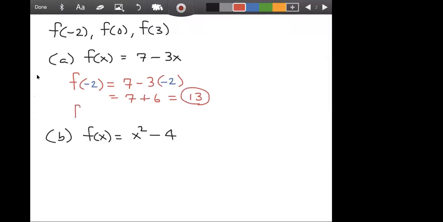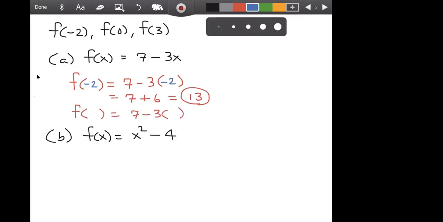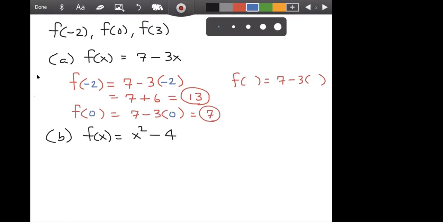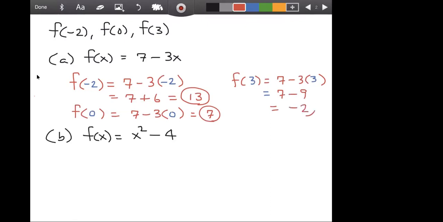I'll do the same thing for f of 0. f of blank equals 7 minus 3 times blank. If I fill in the blank with a 0, I get 7, right? And finally, f of 3. So I start with f of blank equals 7 minus 3 blank. Oops. Gives me 7 minus 9, which is -2.